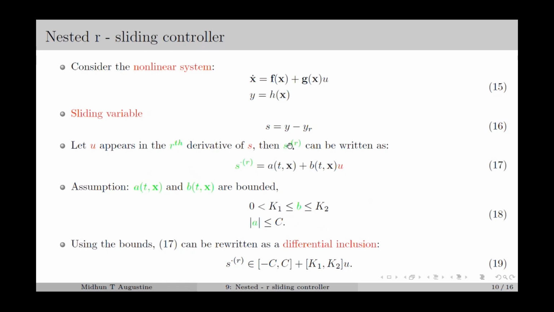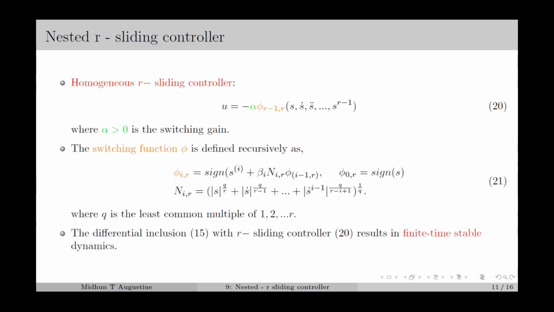In that case, we can represent the rth order derivative of the sliding variable as in equation number 17, where a and b are the unknown terms for which the bounds are as given in equation number 18. Here the control input u appears in the rth derivative of the sliding variable. Therefore, by properly designing the control input u, we can make the sliding variable 0. So if we use these bounds in this equation, we can rewrite it as a differential inclusion as given in equation number 19. And our objective is to design a controller u which can stabilize this differential inclusion.